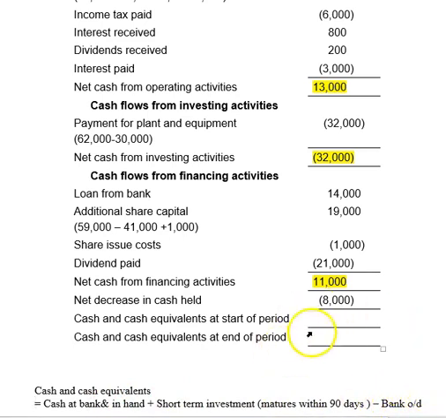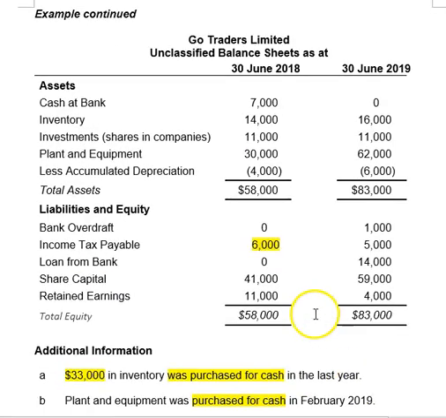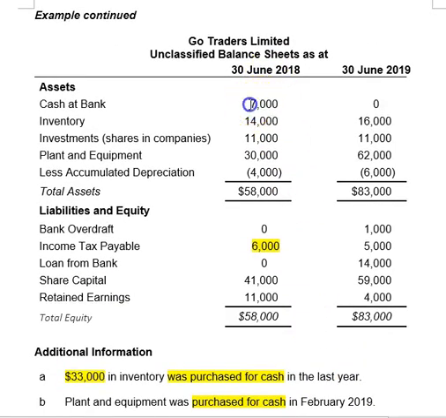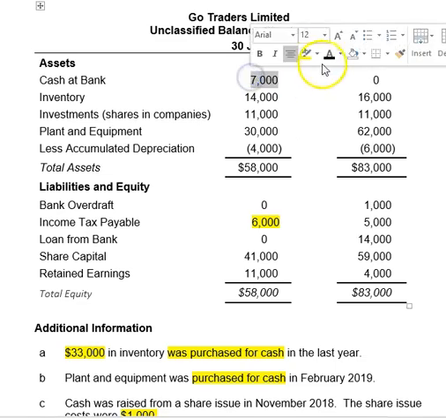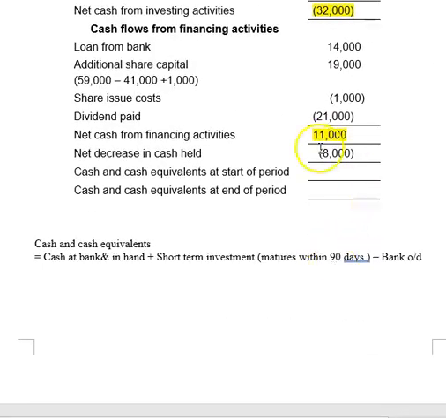Okay, now for cash and cash equivalent at the start of the period, you need to look at the opening balance. Okay, so if you look at the opening balance, you have 7,000 for cash at bank, and then there's no cash in hand and there's no short-term investment that matures within 90 days, and at the same time there's no bank overdraft, so you only record this 7,000. So under cash and cash equivalent at the start of the period, which is the opening balance, you have an opening balance of 7,000.